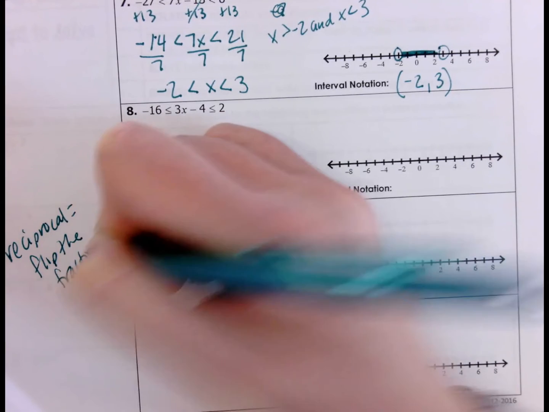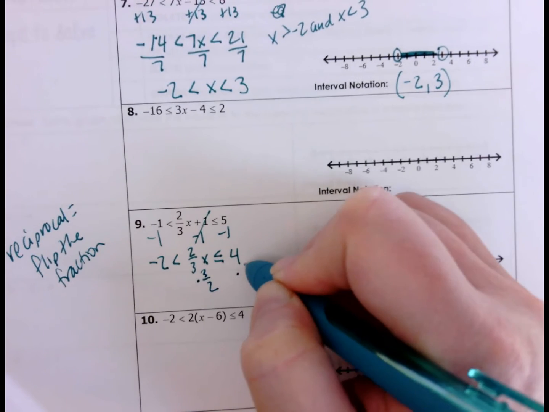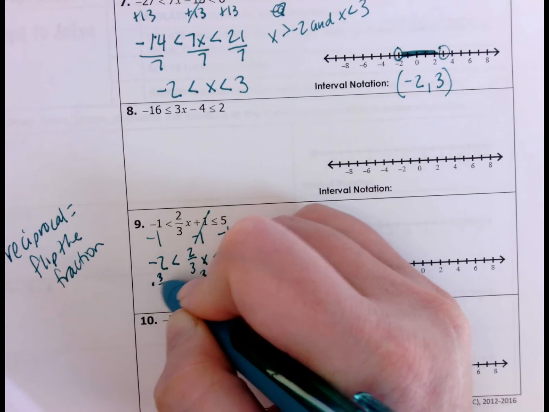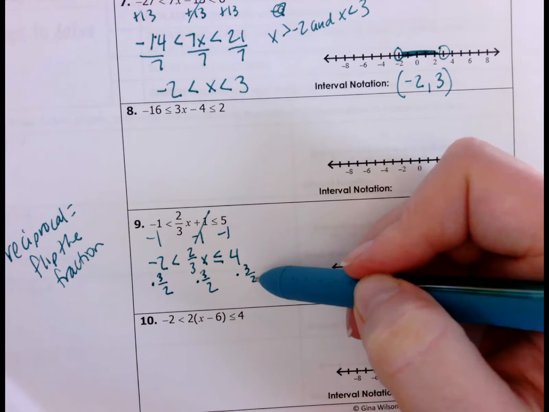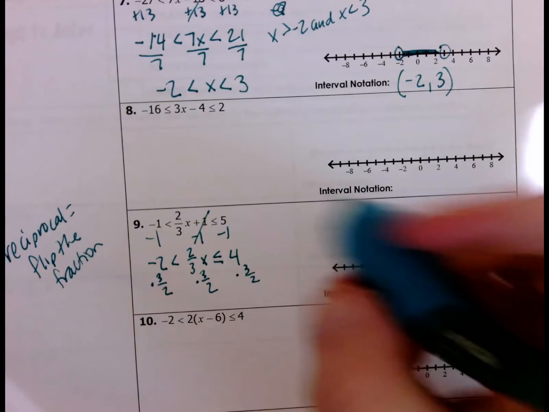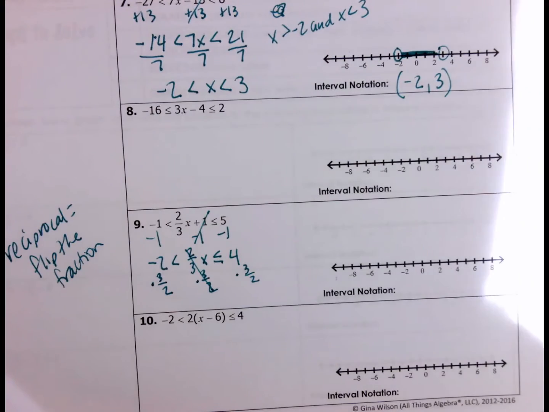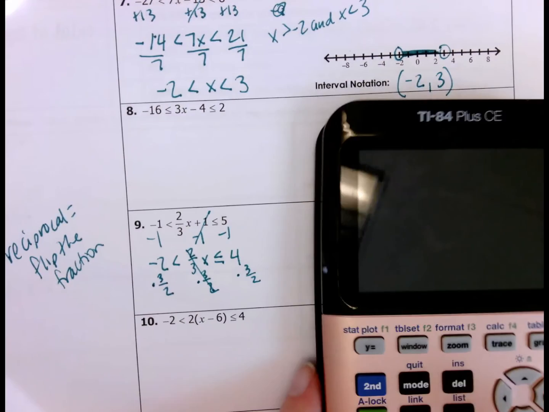Okay, so we are going to flip it. We're going to multiply by 3/2, on all three parts. And again, we are multiplying by still a positive number, so everything stays the same. So I'm just going to plug this straight into my calculator. I know that's going to cancel out in the middle and leave me with 1. And then I'm just going to use my calculator for the rest of it.